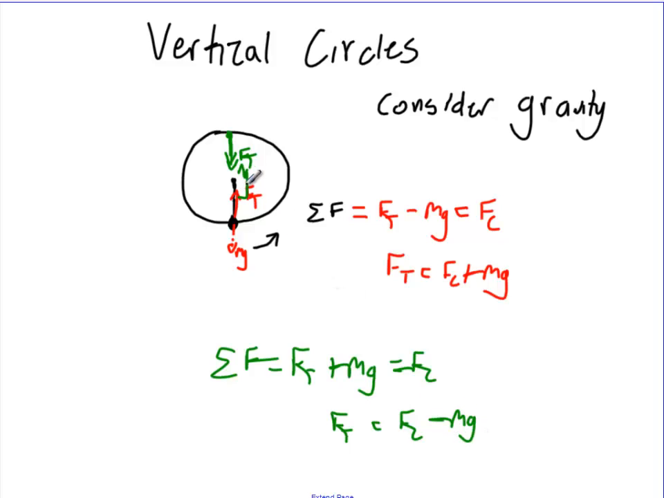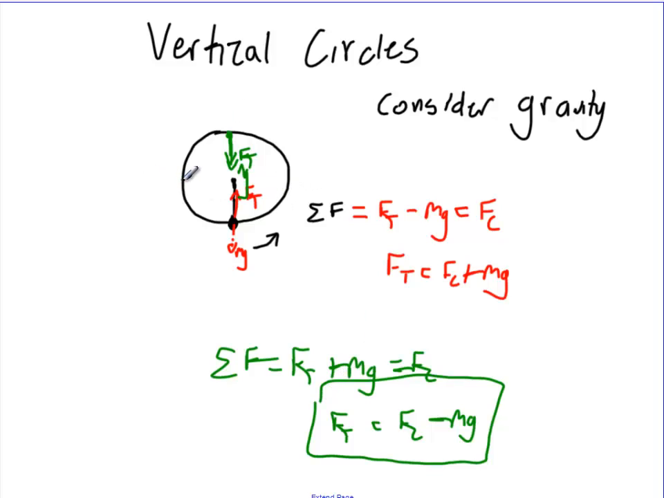And so just like you'd expect, it takes more force to pull something up than it does to pull something down, because gravity works with you on the way down but against you on the way up. Okay, so these are two equations that are fairly important. Top of a circle, bottom of a circle.